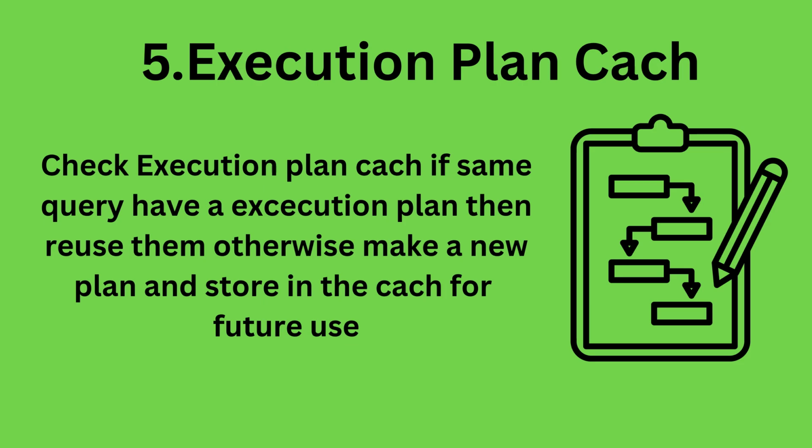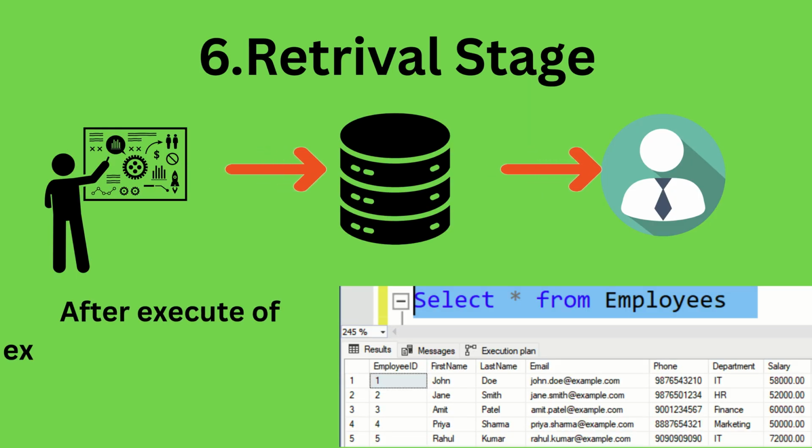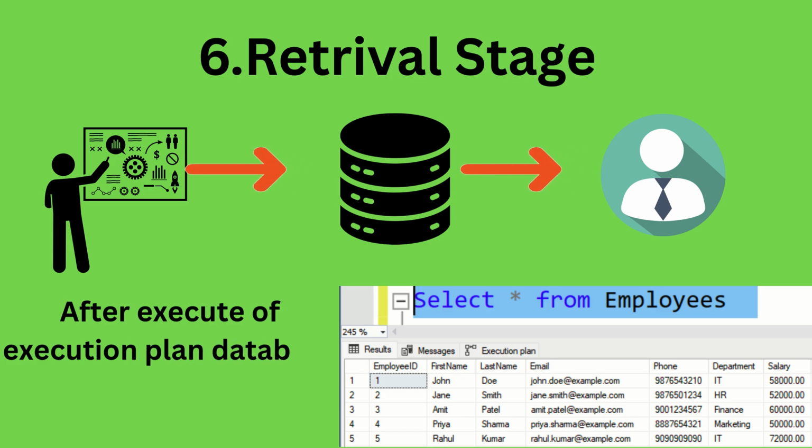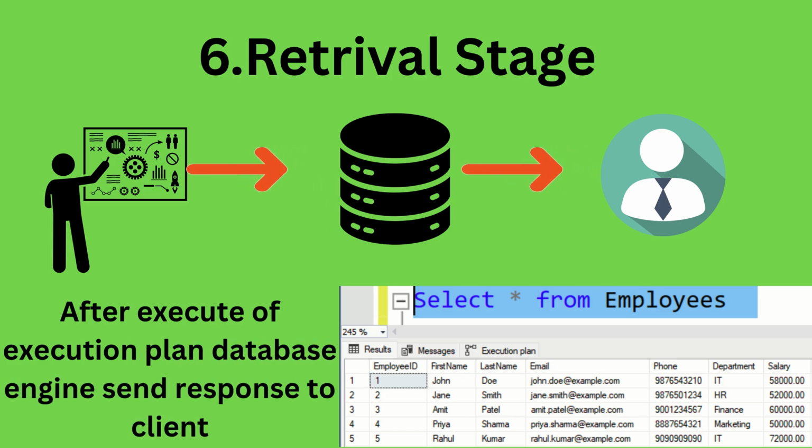Sixth one is execution and result retrieval. Now the query is executed using the chosen plan. The engine performs all the required operations like reading data, joining tables, filtering rows or storing records. Finally, it sends the result back to the client application.